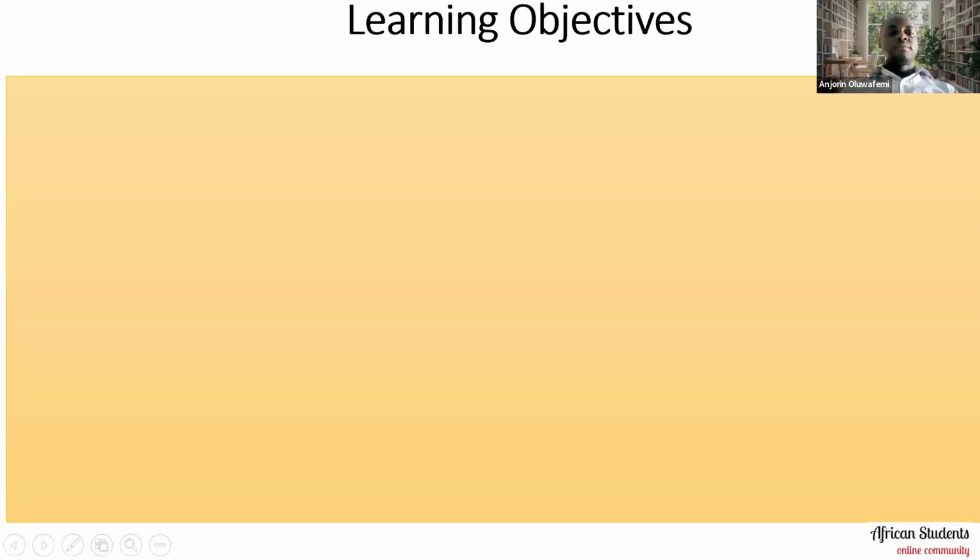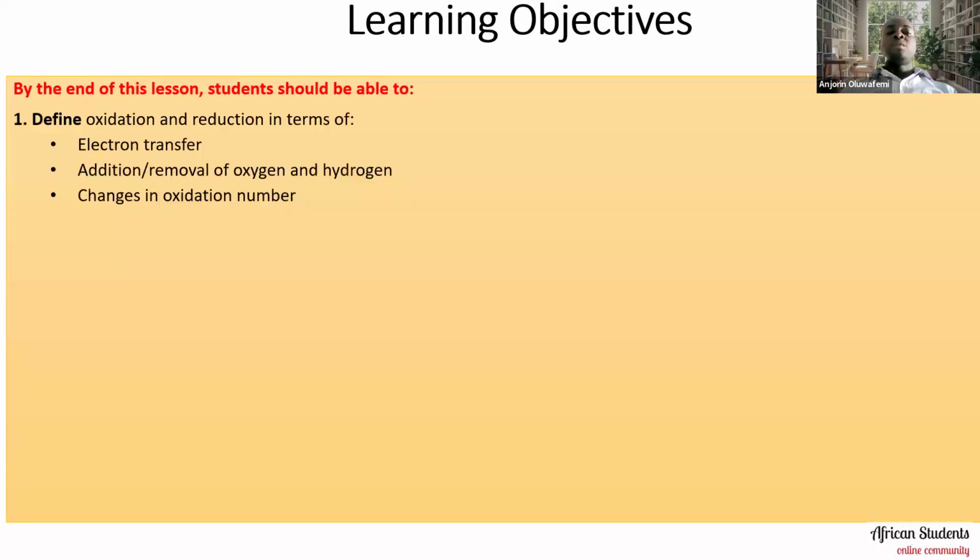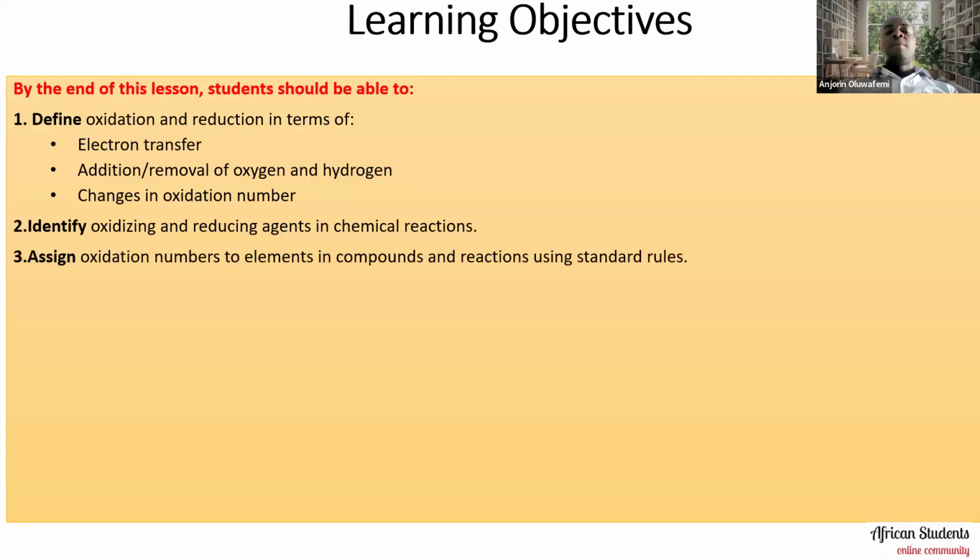Our learning objective for this particular topic is as follows. It is expected that by the end of this lesson, students should be able to, one, define oxidation and reduction in terms of electron transfer, addition or removal of oxygen and hydrogen, then changes in oxidation state. It is also expected that you should be able to identify oxidizing and reducing agents in chemical reactions, and assign oxidation numbers to elements and compounds and reactions using standard rules.